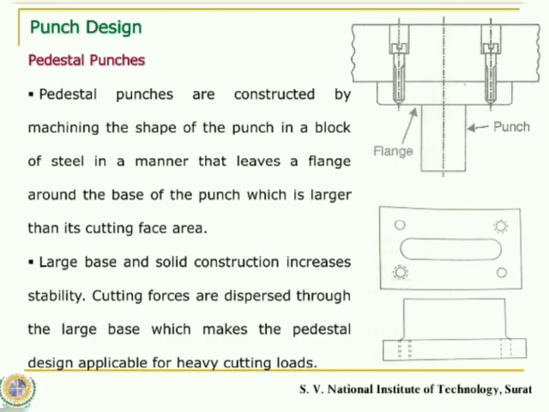The second type of punches are pedestal punches. Pedestal punches are constructed by machining the shape of the punch in a block of steel in such a way that leaves a flange around the base of the punch, which is quite larger than its cutting face area. Large base and solid construction of pedestal punches increases the stability. Cutting forces are dispersed through the large base, which makes the pedestal design very much applicable for heavy cutting loads.